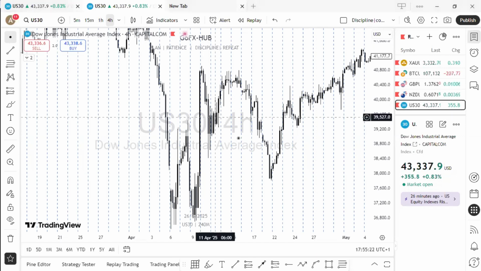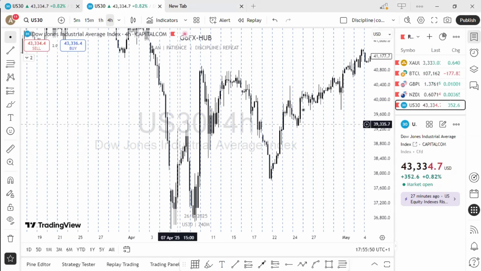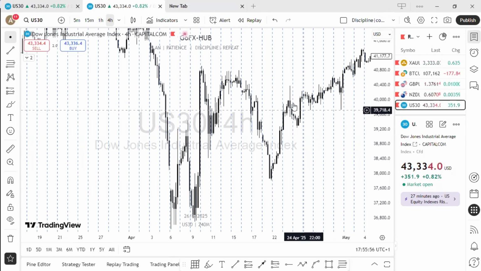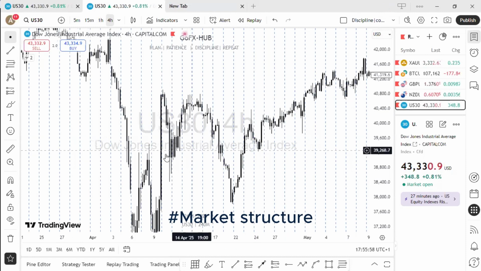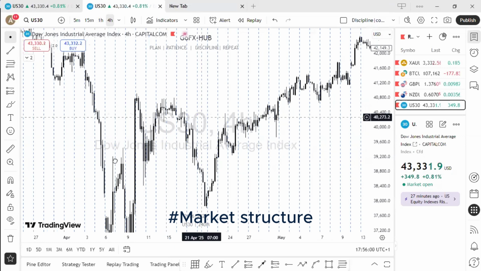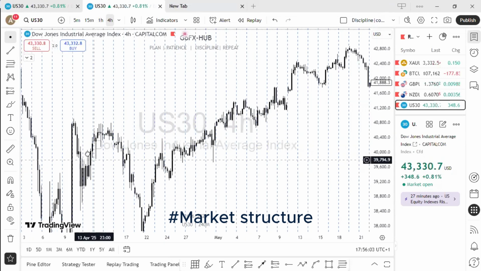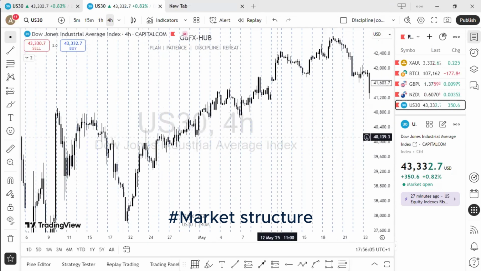So now let's go directly to what you need to know regarding top-down analysis. Number one thing you need to know is market structure. What is market structure? Market structure is where the trader begins to analyze each chart and see what the structure of the market is.